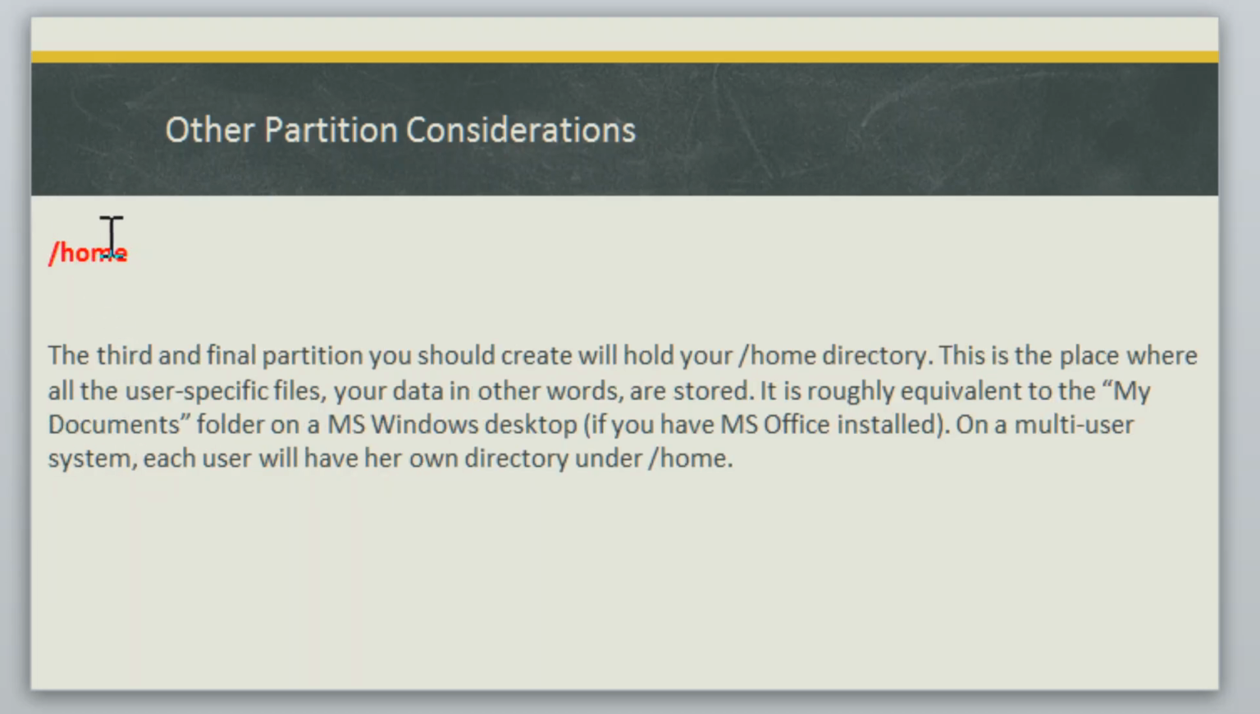Another one is going to be /home. Make sure you're writing these down, guys, because these are important ones to know. So you have /root, /home, which we're going to talk about now, and we had /swap. /home is the third and final partition you should create, which will hold your home directory. In our last course, we saw that was /home/kdowns. For you, it would be different depending on your username. This is the place where all user-specific files, your data in other words, is stored. It is roughly equivalent to the My Documents folder on Microsoft Windows.